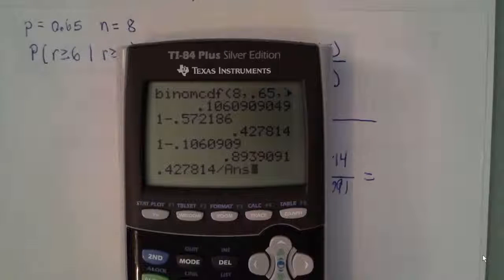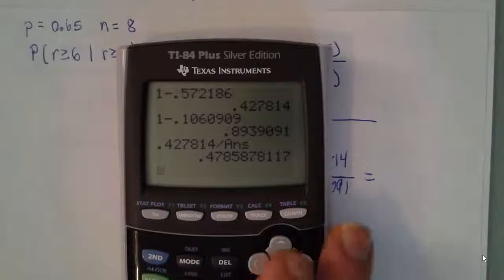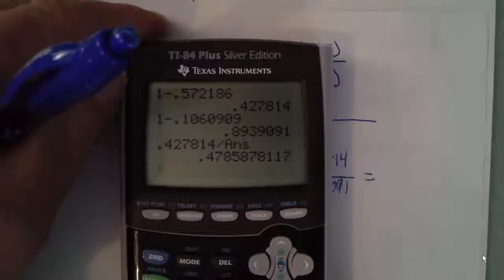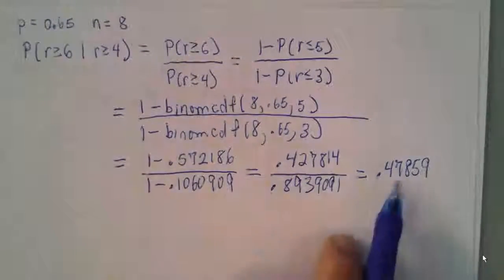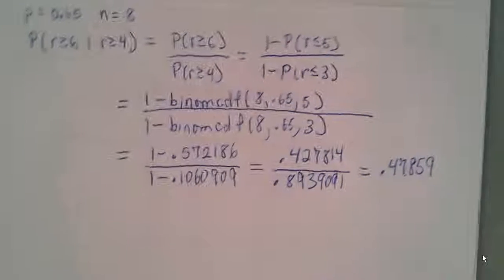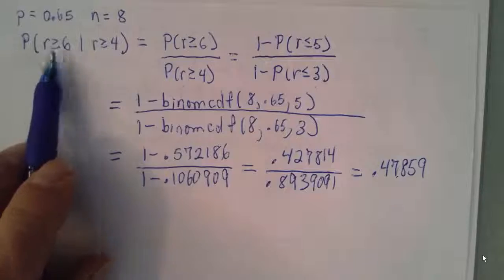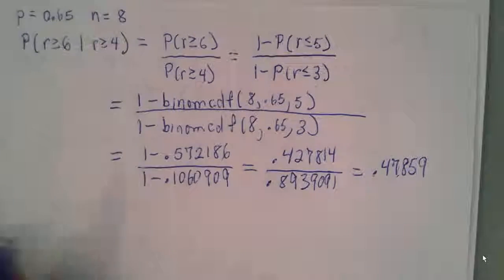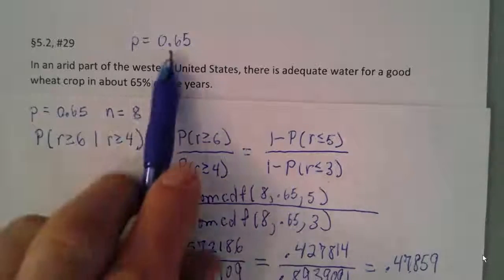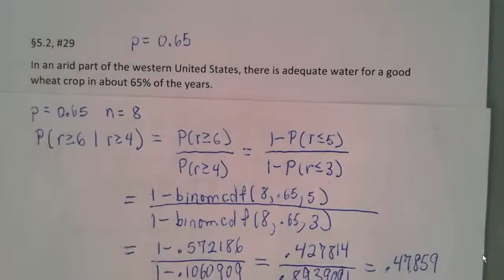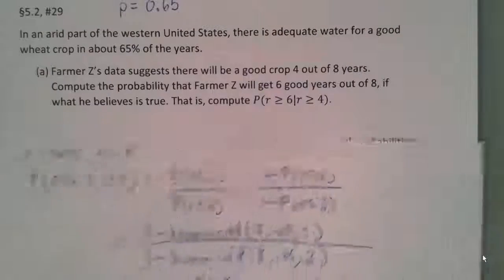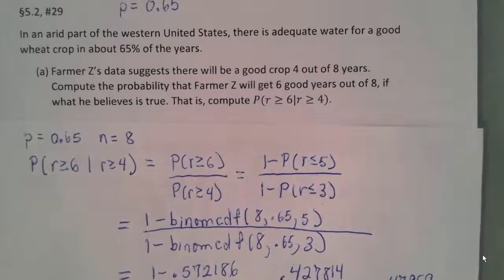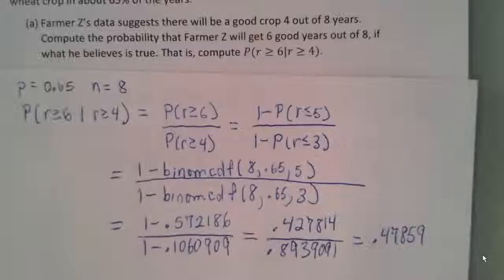And then we can compute the ratio, and we get 0.47859. So we get about a 47.9% probability that there will be at least 6 good years if we know in advance that there will be at least 4 good years, under the overall assumption that the probability of a good year is 65%. Now that completes part A of this problem, and if that satisfies you, well, then you're done.